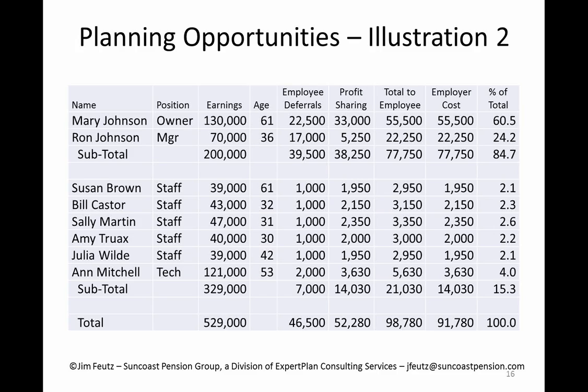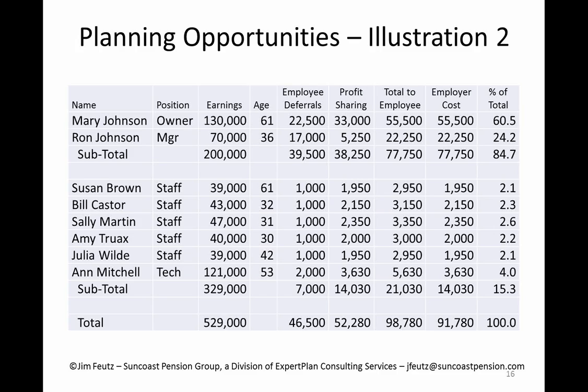Now, excluding highly compensated employees from a plan actually helps the non-discrimination test. For example, if it didn't cause an HR problem, Ann Mitchell could be totally excluded from the plan, and that would reduce the required employer contribution by $3,600.